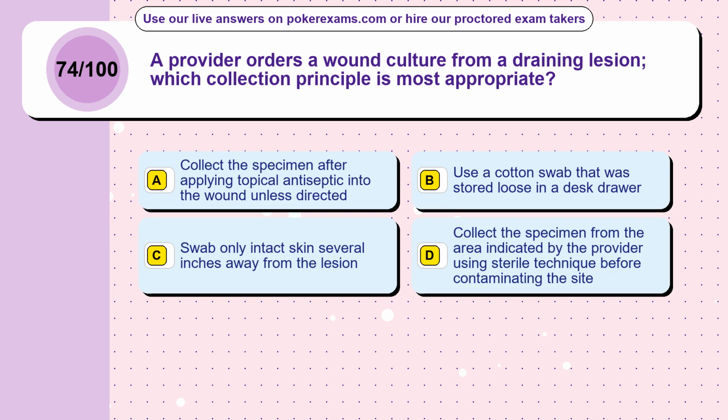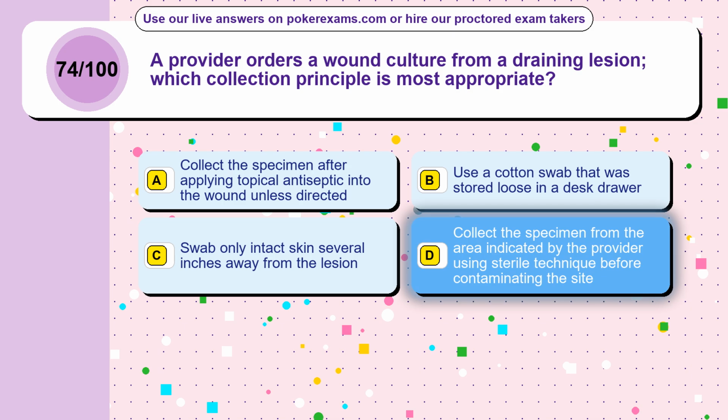Question 74. A provider orders a wound culture from a draining lesion. Which collection principle is most appropriate? Option A. Collect the specimen after applying topical antiseptic into the wound unless directed. Option B. Use a cotton swab that was stored loose in a desk drawer. Option C. Swab only intact skin several inches away from the lesion. Option D. Collect the specimen from the area indicated by the provider using sterile technique before contaminating the site.